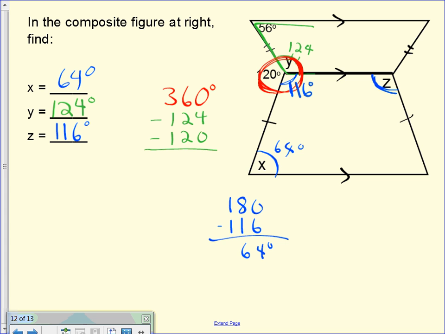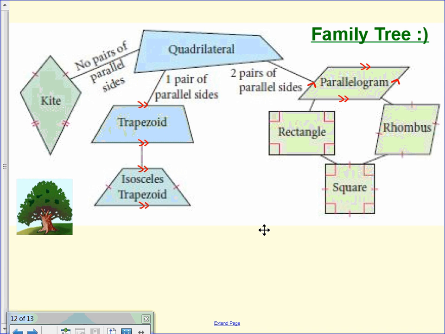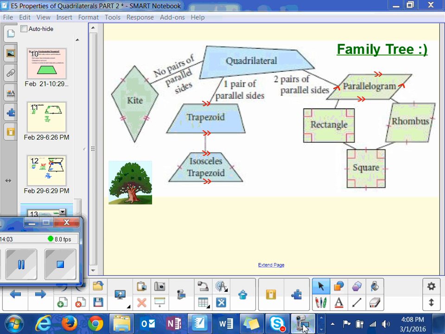Isn't that nice? All right, ladies and gentlemen, that brings a wrap to our last video here. Here's the end of our family tree. Remember, all those properties get passed down, so think about the properties for a parallelogram. They're going to apply for all those shapes down there, and so on. Good job. See you out there. Keep up the good practice.